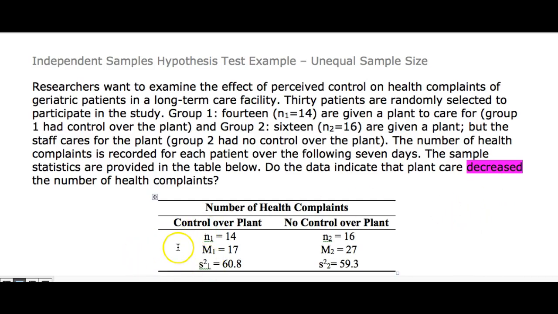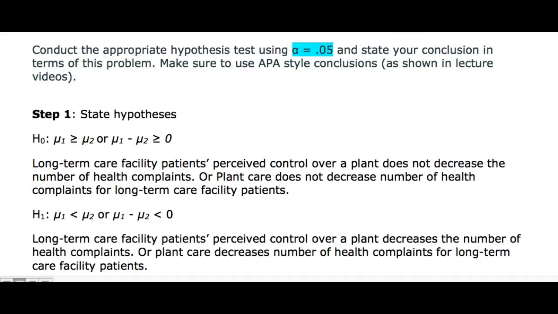So here are the statistics. Group 1, n is equal to 14, sample mean is equal to 17, and sample variance, s squared, is equal to 60.8. Group 2, the group with no control, n is equal to 16, sample mean is equal to 27, and sample variance, s squared, is equal to 59.3. So we're going to conduct the appropriate hypothesis test using alpha equal to 0.05, state our conclusion in terms of this problem, and make sure to use APA-style conclusions.